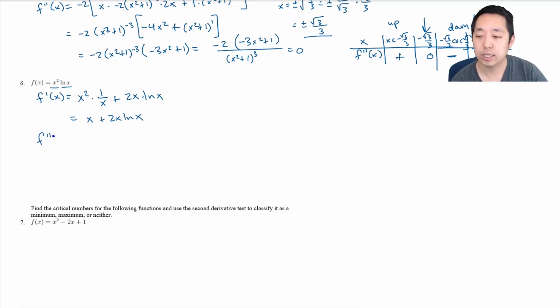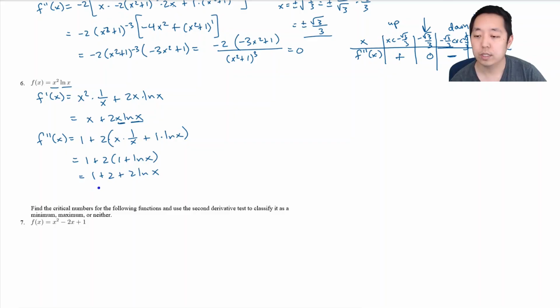Okay, and then I want to take the second derivative of this. Derivative of x is 1 plus 2 times, I'm going to do product rule. See, I do the constants separately. And I do product rule for x and ln x. x times the derivative of ln x is 1 over x, plus the derivative of x is 1 times ln of x. And so this is 1 plus 2 times 1 plus ln of x, because these x's will cancel, and I get 1 plus 2 plus 2 ln of x, and that's 3 plus 2 ln of x.